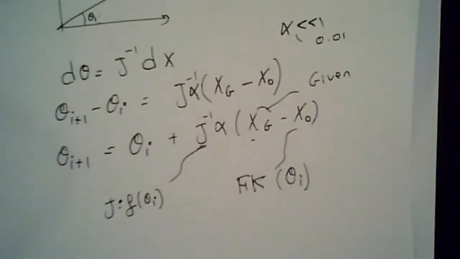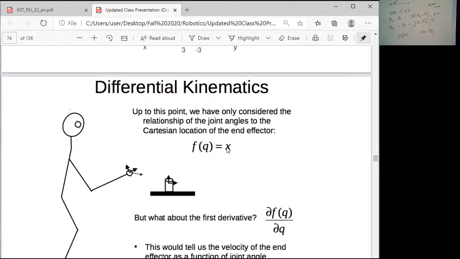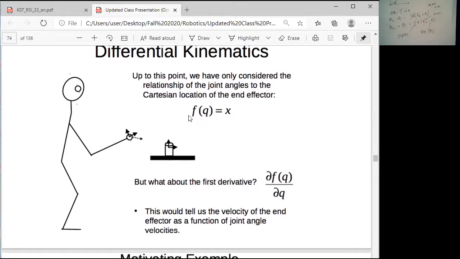Let me quickly share my slide, and here I can show that to you. So this is in our notes. Differential kinematics: x is equal to a function of theta. This is forward kinematics, right? When we try to find q, the angle, as a function of x, it would be inverse kinematics. Solving inverse kinematics from geometry is sometimes very difficult. So what you can do is use differential kinematics.